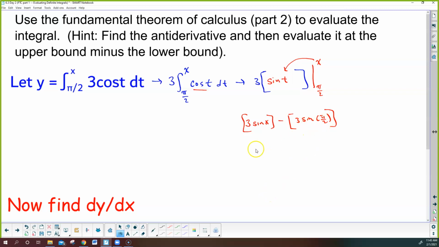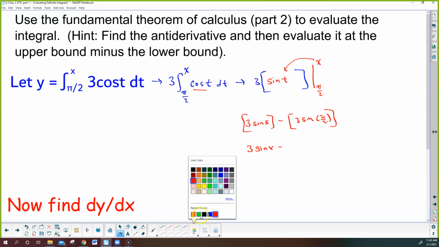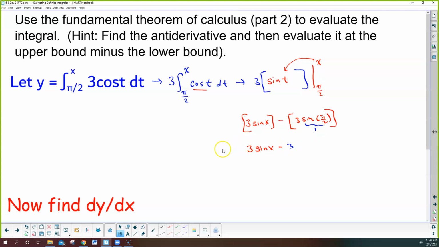And then we can simplify this part. Right? We know that the sine of pi over 2 is 1. And then 3 times 1 is 3. So that's as far as I can get. But notice they said, let's let y equal that. So there's my answer. Nothing crazy, right?